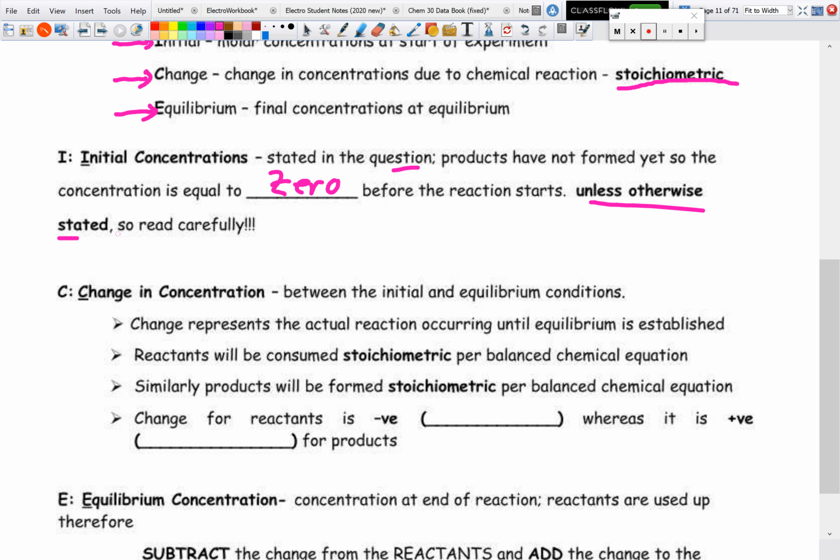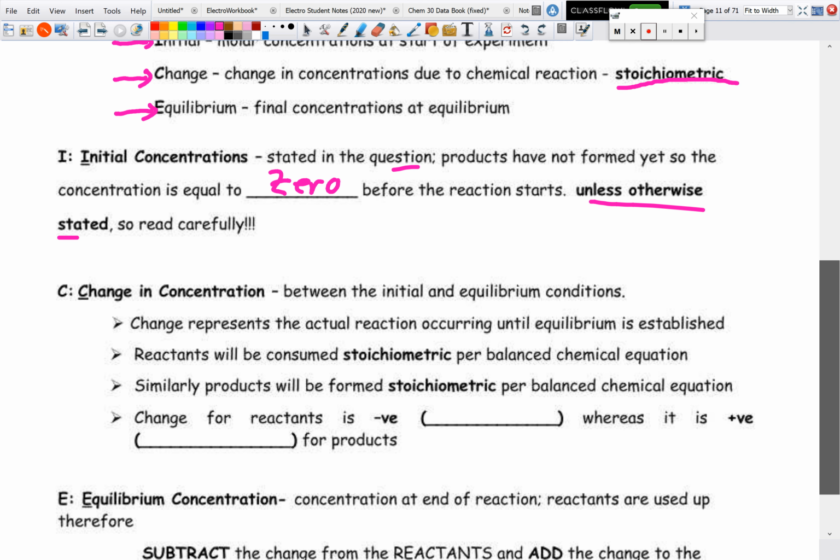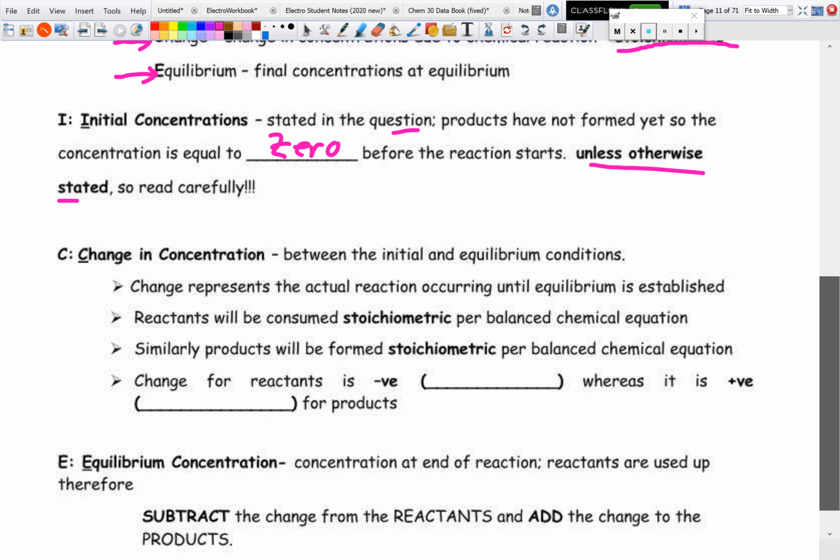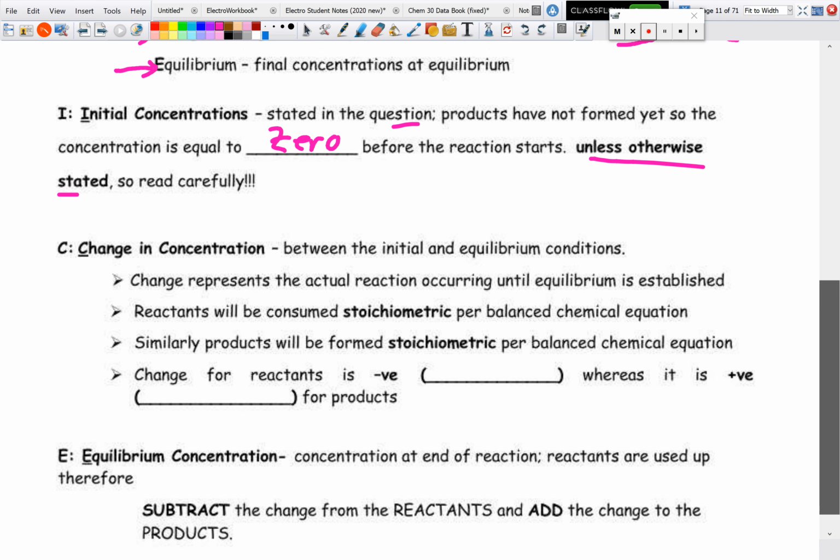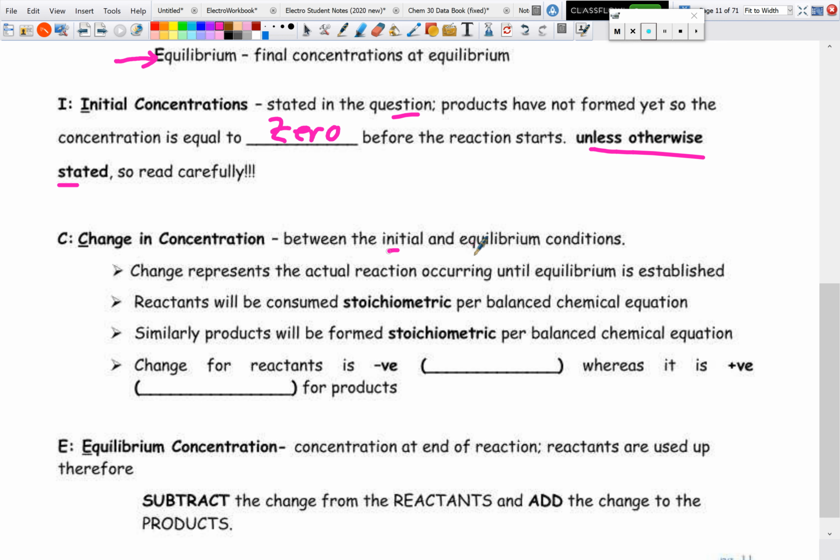So please read carefully, because if it's saying that we inject a part of the product first, you are going to have to put that in, but we'll cross that bridge when we get to it. Now, when we look at the C, the change, this is between the initial and equilibrium conditions. So the change represents the actual reaction occurring until equilibrium is established.